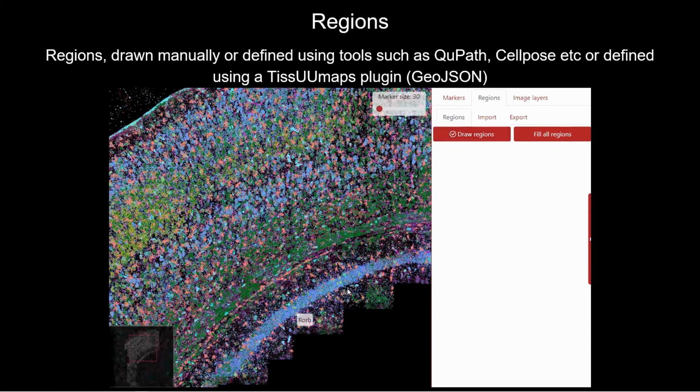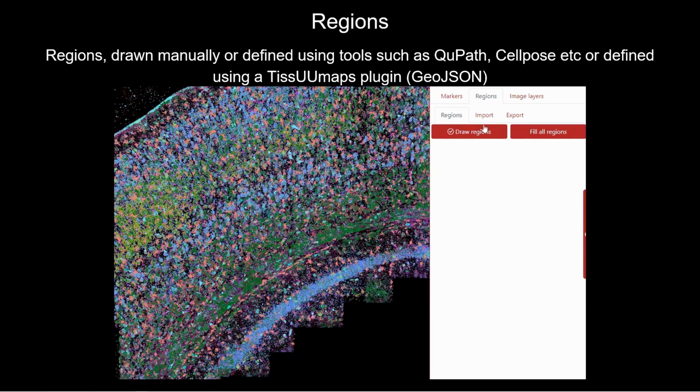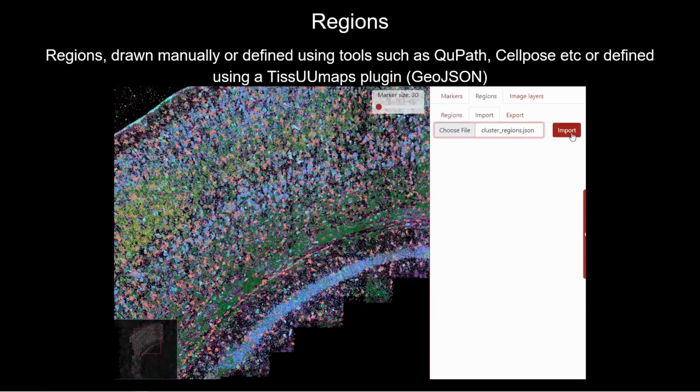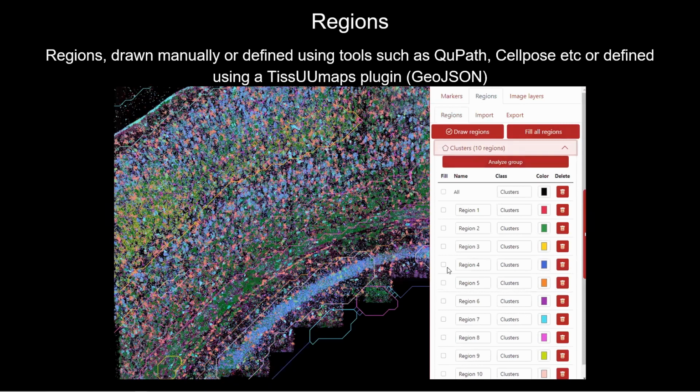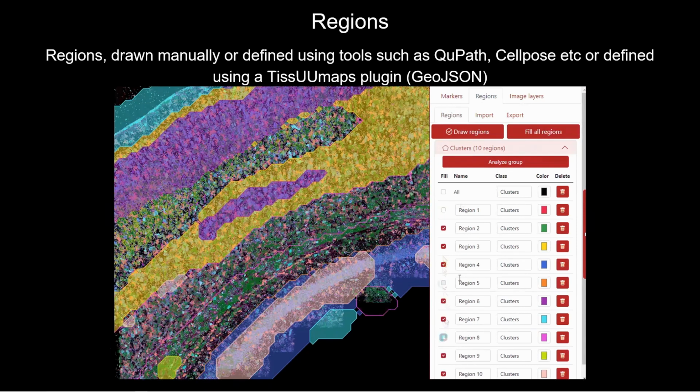And finally, how to draw regions on top of your images. So either you have the click and draw regions like that if you want to highlight a specific region of interest. And then you can export them to GeoJSON and load them into QuPath or Cellpose or anything. Or you can import GeoJSON from other tools. And here we will import the cluster regions, and then directly you have all your regions on top of the tissue, and you can fill them and see what's in each layer. So we try to make TissUUmaps compatible with all other software.